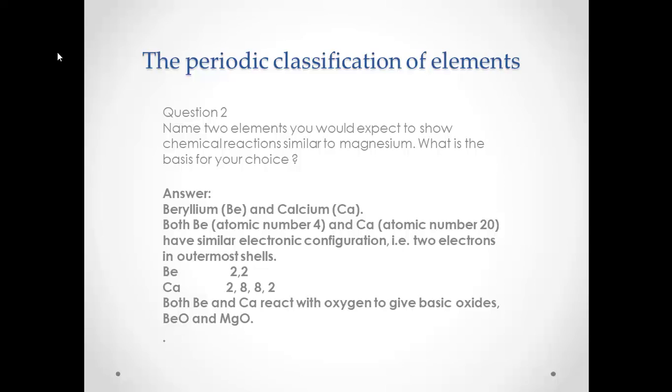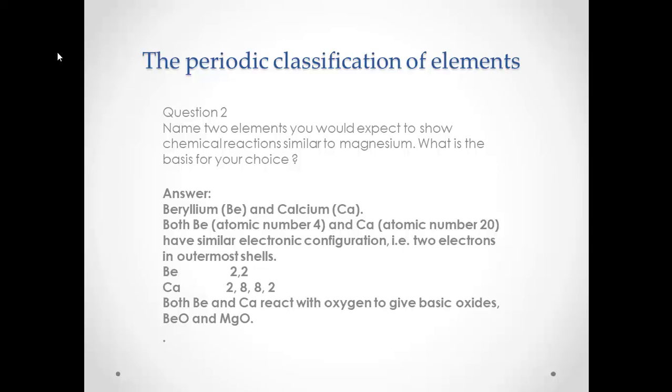Name 2 elements you would expect to show chemical reactions similar to magnesium. What is the basis for your choice? We know that in a group, all the elements of the same group show similar chemical properties due to the same number of valence electrons, isn't it? So the atomic number of magnesium is 12. Therefore, magnesium has an electronic configuration 2, 8, 2. The number of outer electrons in a magnesium atom is 2. Therefore, we can select any 2 elements from the second group.